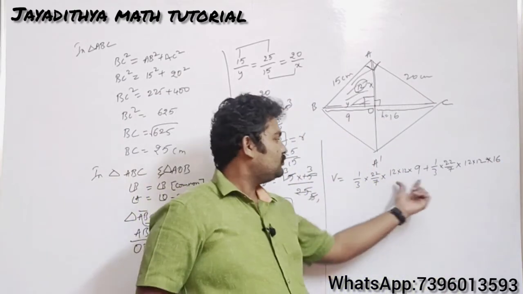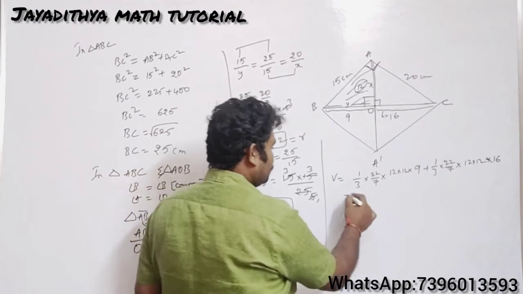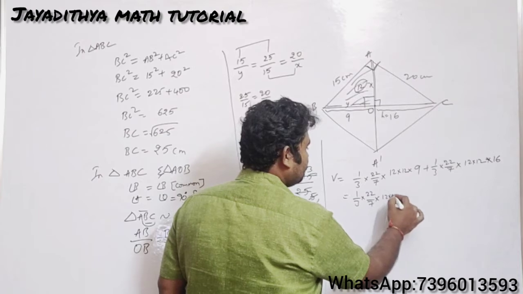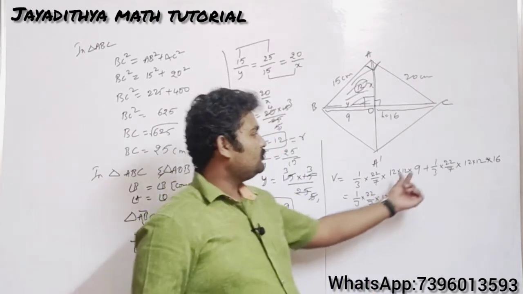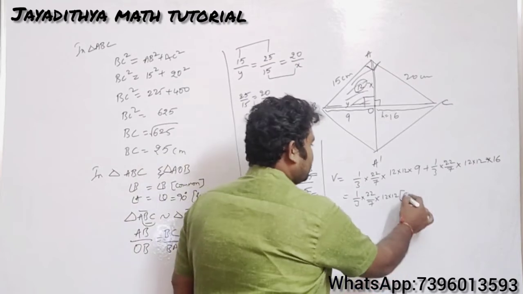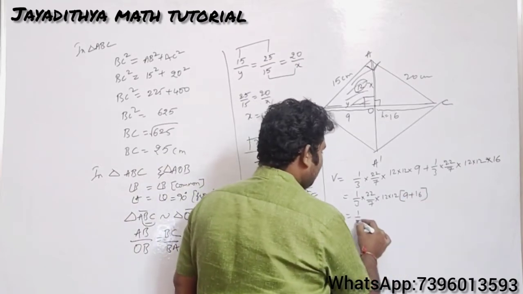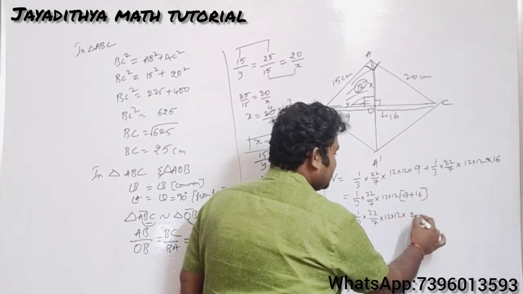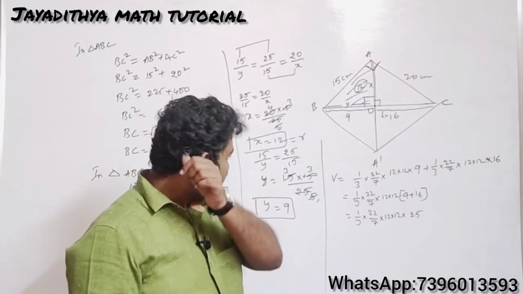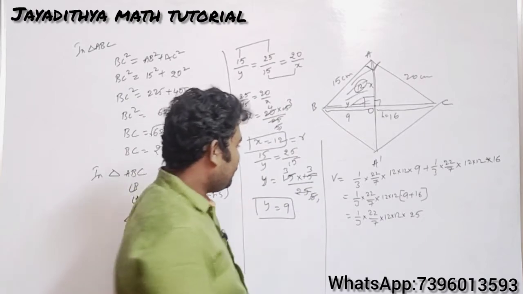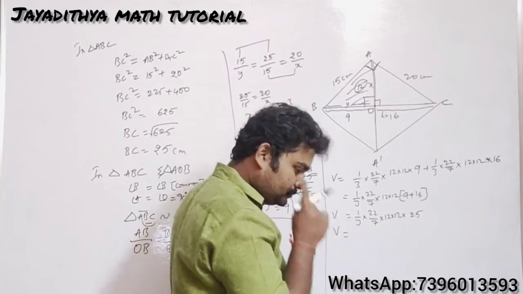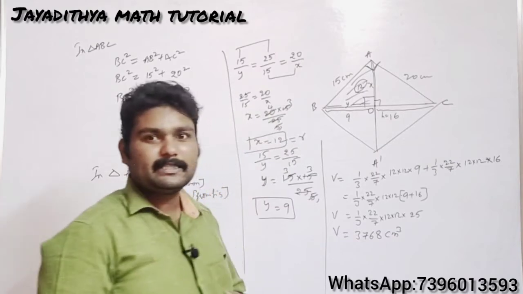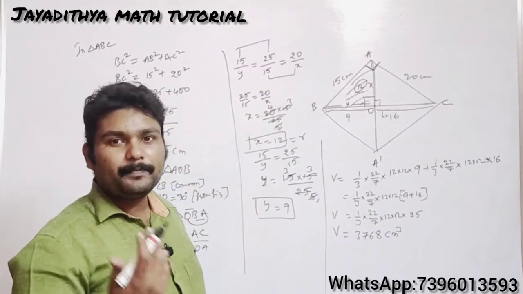Clear? So in both the cases you take what is common. That means 1 by 3 into 22 by 7 into 12 into 12. If you take common all these parts, you will be left with 9 plus 16. So 1 by 3 into 22 by 7 into 12 into 12 into 9 plus 16, which is nothing but 25. So if you simplify, you'll get the total volume as how much? 3768 centimeters cube. Now you'll get 3768 centimeters cube, and you can find the total surface area also.